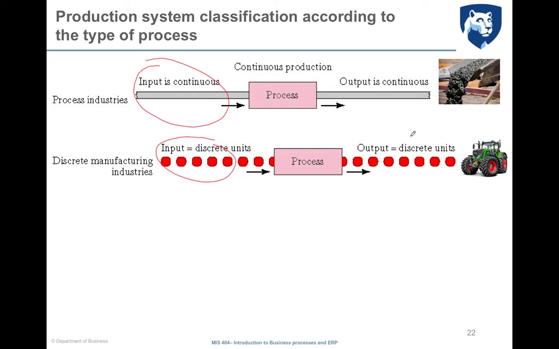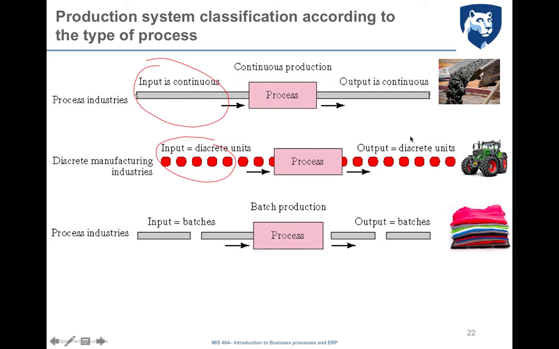Why am I saying this? Because we also have another type of process industries, which are different from the previous ones. Previously we mentioned cement or paper or also aluminum and so on.